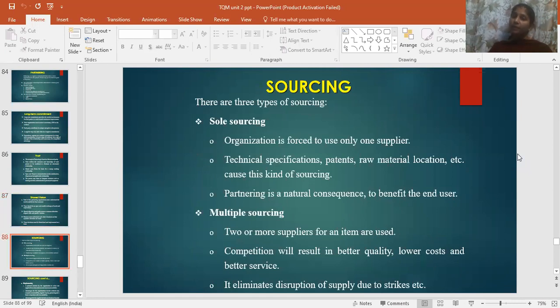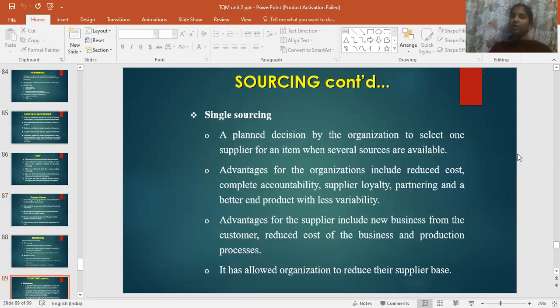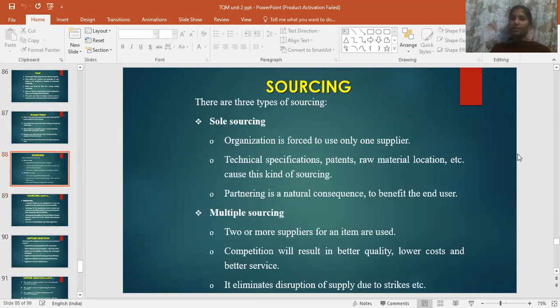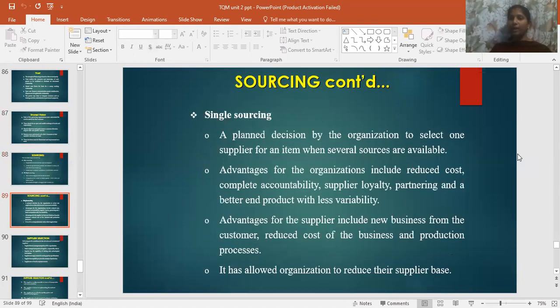We have three types of sourcing: sole sourcing, multiple sourcing, and single sourcing. What is sole sourcing? When an organization is forced to use only one supplier, it is sole sourcing. What is multiple sourcing? It means we can have two or more suppliers for an item. Single sourcing: here, even though we have many suppliers, we select only one supplier for an item because of a specific feature in that item.